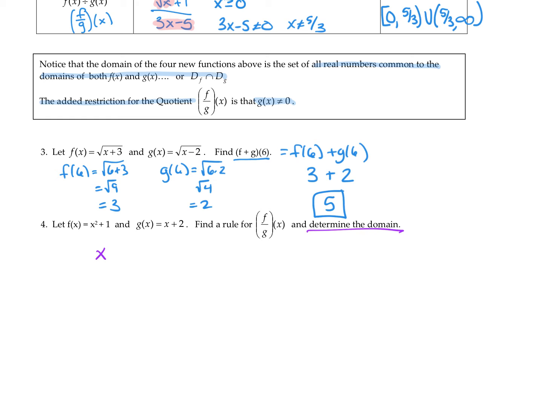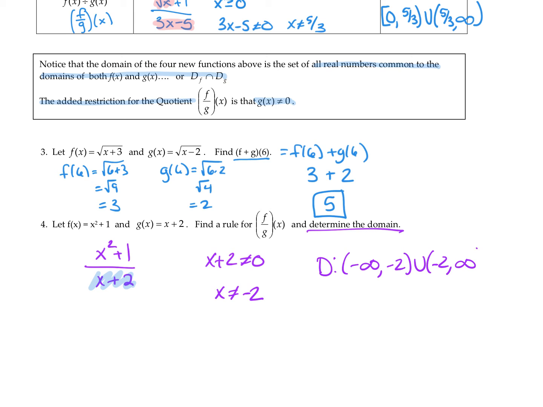So f is on top, g is on the bottom. The only restriction here, again, is this denominator. I know that x plus 2 cannot equal 0, so that means x cannot equal negative 2. So that's where my asymptote is going to be. My domain otherwise is negative infinity to infinity, but I'm going to jump over that asymptote at negative 2. So my domain will be negative infinity to negative 2, union negative 2 to infinity.